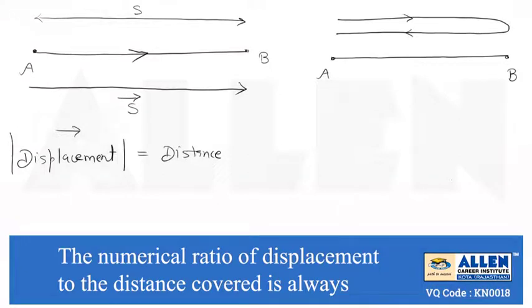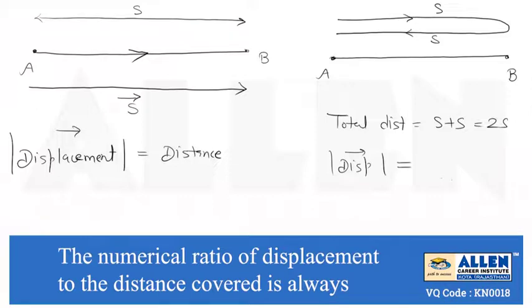Now distance is what? Path length. So the initial distance is S, and finally when it moves from B to A, again the distance is S. So the total distance is S plus S, which is equal to 2S. But displacement is, as you observed, the initial and final location of the particle is the same, it starts from A and ends with A. So the displacement of the particle is 0. Here we can see the total distance is 2S and the magnitude of displacement is 0.